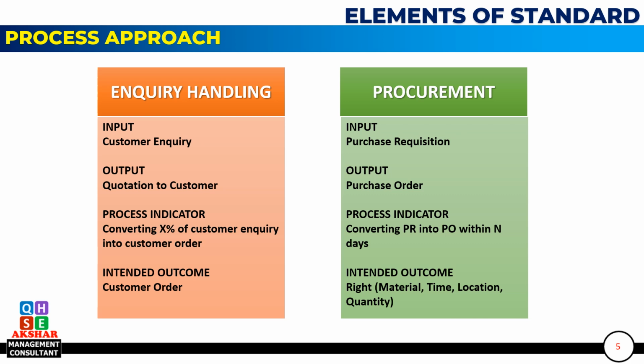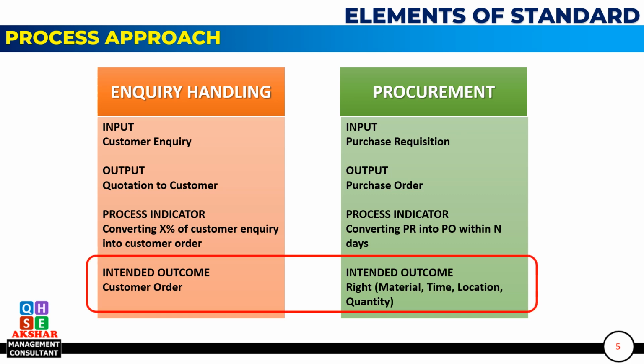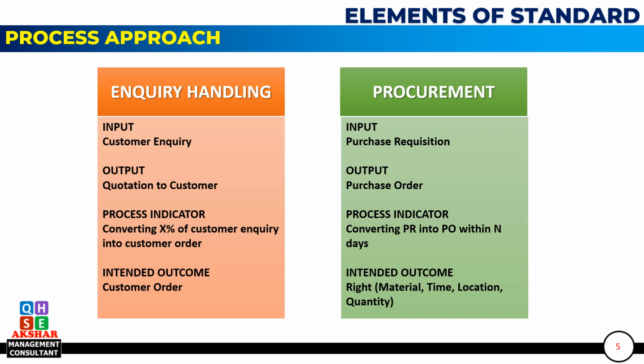Standard has also given emphasis on requirement of intended outcome from process. For example, if marketing team receives 100 enquiries in a month, and team submits 100 quotations to respective customers, it has no meaning if there would be no order from customer. Similarly, purchase team received 100 requisitions in a month, and team releases 100 purchase orders to respective vendors. What if there would be no right material received in time? Hence, intended outcome from process is also to be ensured.